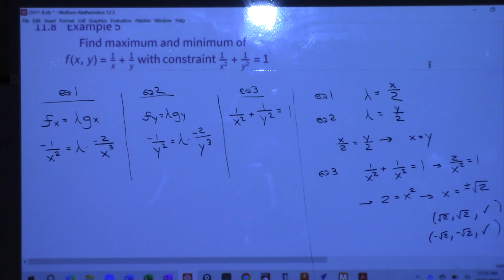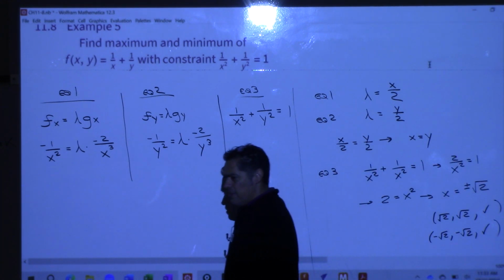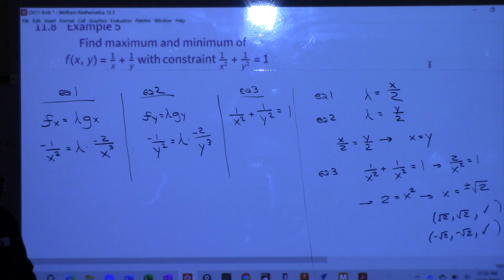And there was no restriction, right? Like we didn't say, suppose x is not 0 and y is not 0. So this should be it. These should be the only two things to consider, right? How do y'all feel about that? Does that feel all right to you?